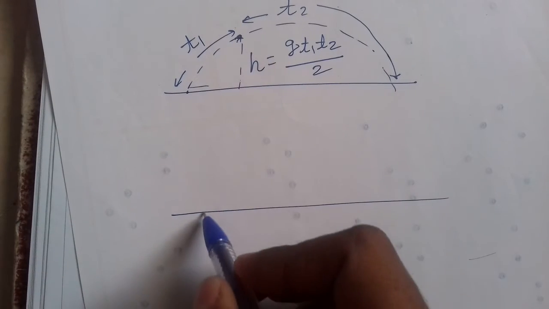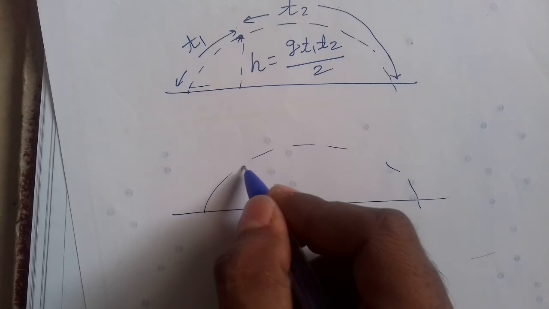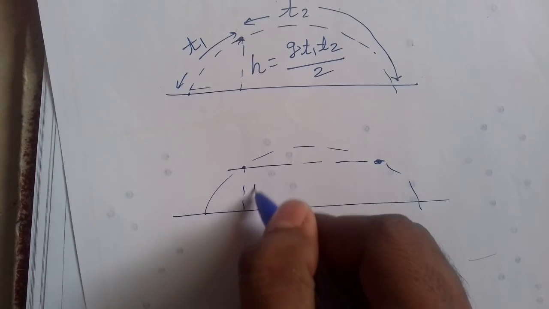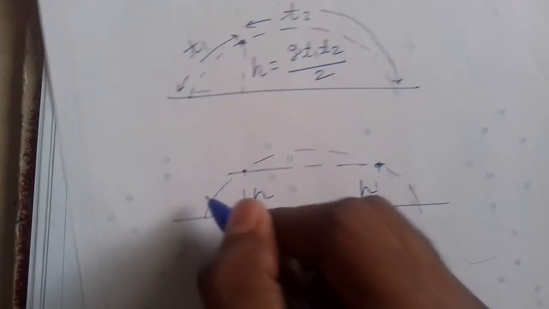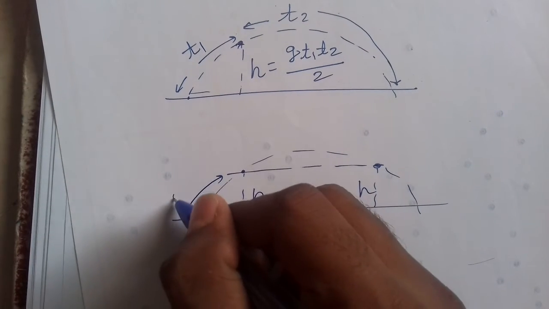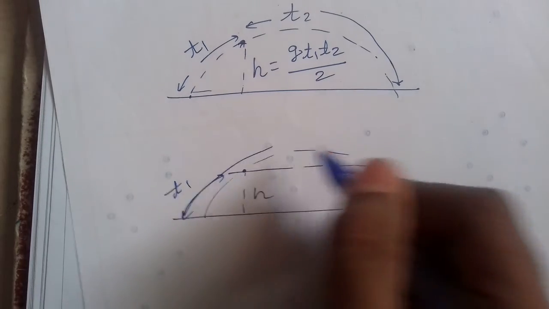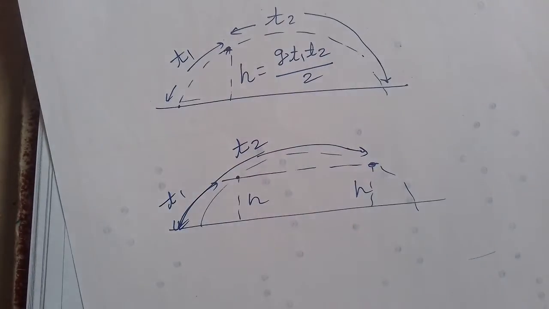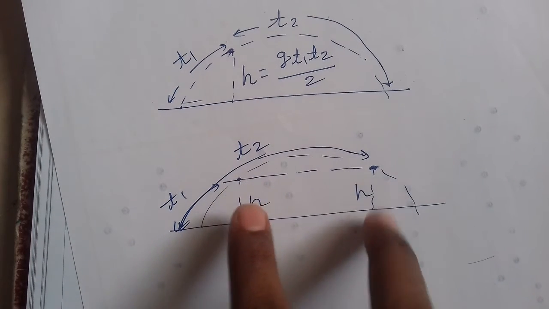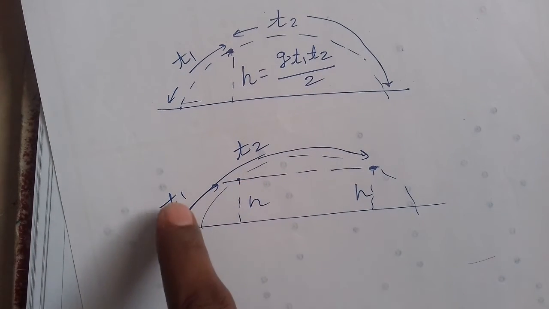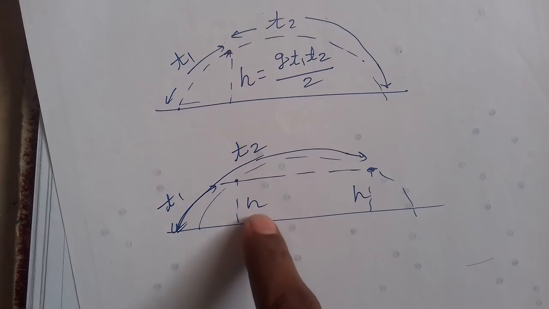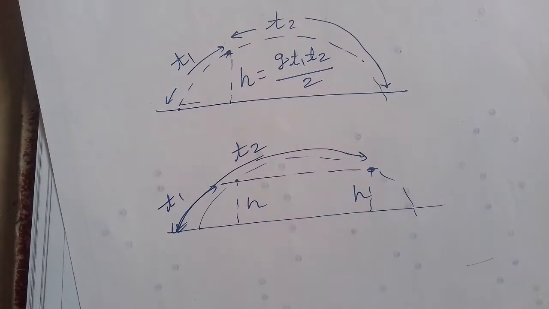Then again projectile, again this is the path. At the same height there are 2 points. Till this point time required to reach is T1 and till the second point time required to reach is T2. Both points are at same height. So again relation between h and T1 T2 is same, g T1 T2 upon 2.